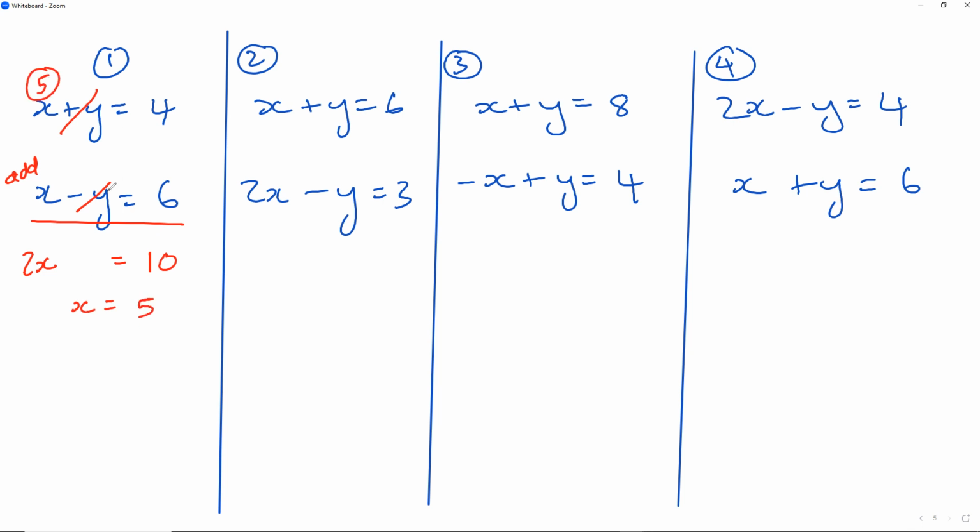Then if I put 5 in this equation, 5 minus 1 is 4. So I know y equals minus 1, and so the first answer will be 5 and negative 1.